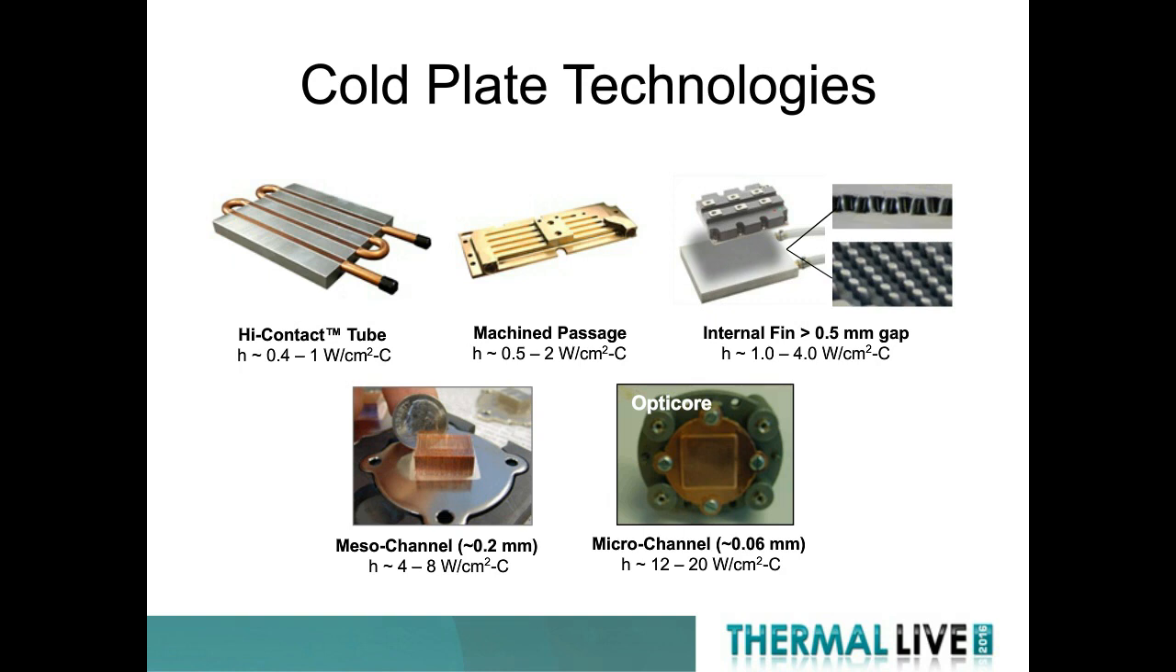Then we can move into mesochannel. This is fins that are on the order of 0.2 millimeter thickness. That increases the performance substantially to 4 to 8 watts per square centimeter degree C. And then we can go into what we would call our microchannel. The microchannel is 0.06 millimeters feature size. And we can see there that we can see benefits upward to 12 to 20 watts per square centimeter degree C. So this is a range of different technologies that can be used with the representative performance.